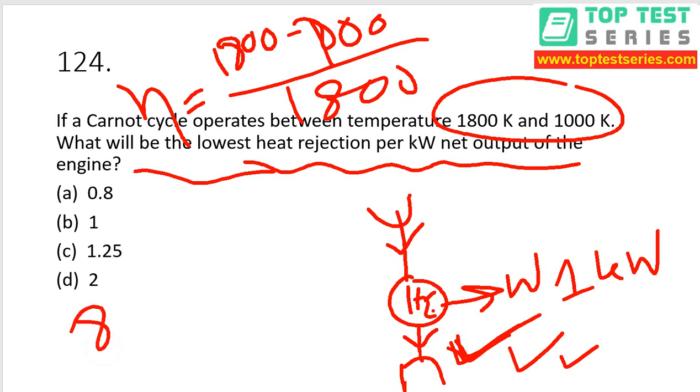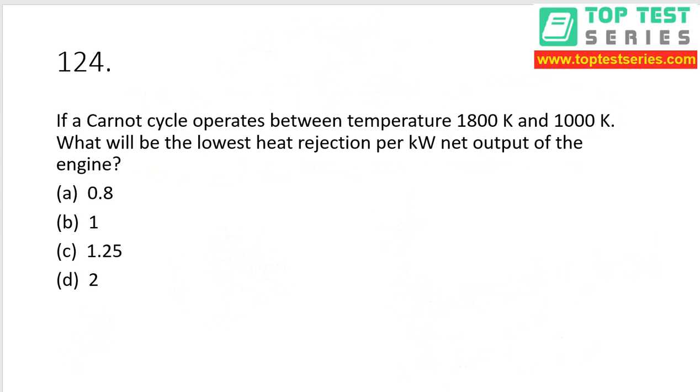T1 minus T2. Okay, just a second. No, I'm making some mistake. 1800 minus 1000 by 1800. Okay, I'm sorry, it's 44%. There was some problem, yes, so I am getting 44% efficiency.